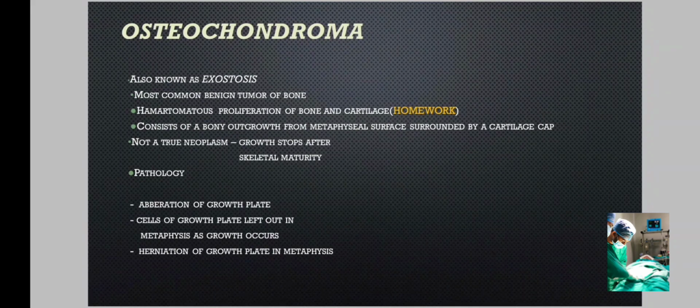Like we studied before, the osteoid osteoma, we called it the most common true benign tumor, but the most common benign tumor of bone is osteochondroma. Why is it not a true tumor? Now the question comes. So basically how does it originate?